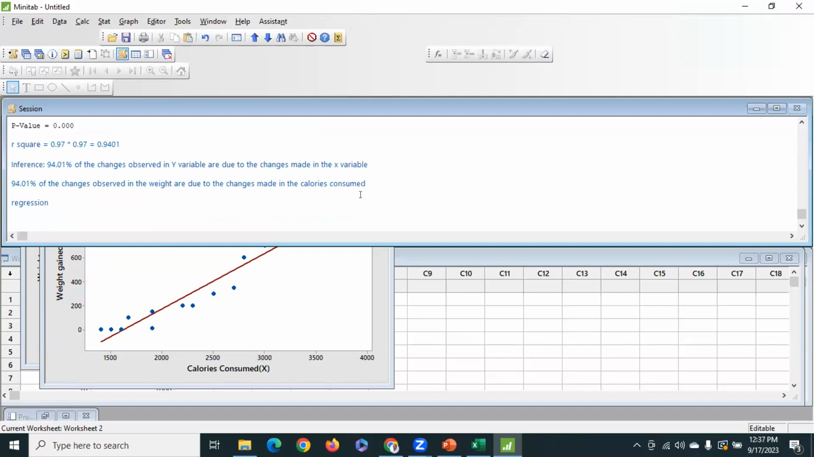What is regression? Regression is nothing but a mathematical equation.